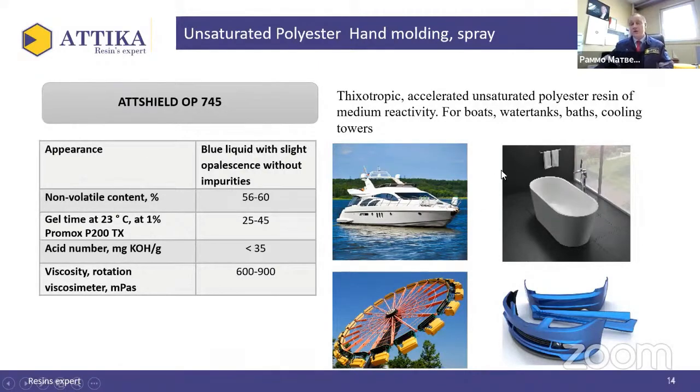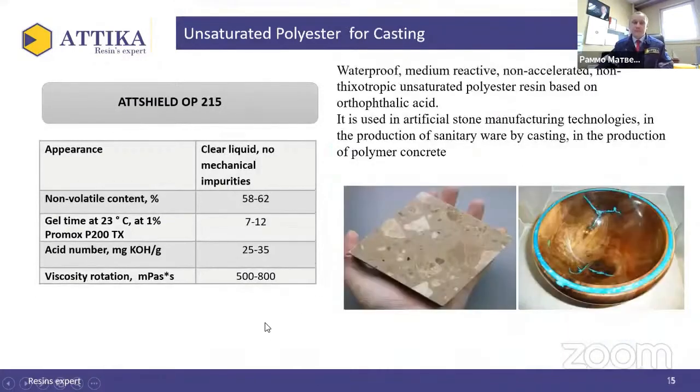Some customers are also using this resin for laminating, but mainly they are producing different kinds of items, devices, composite devices, and auto parts, plastic auto parts. We will move to the second division of resin applications, which is developing very fast nowadays. It's unsaturated polyesters for castings.